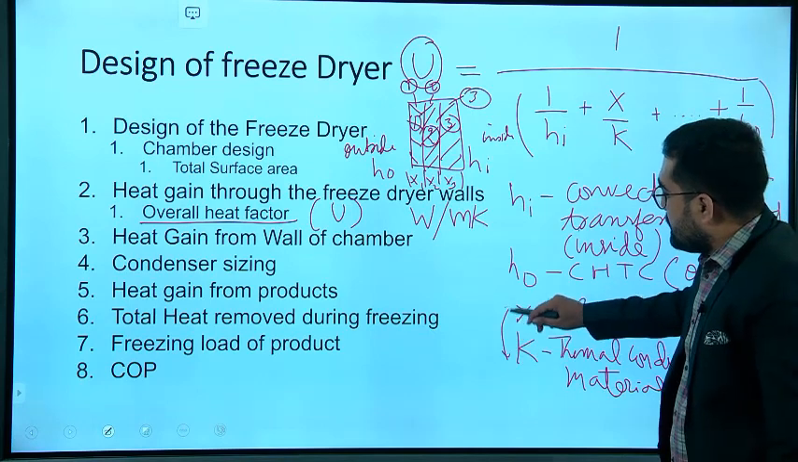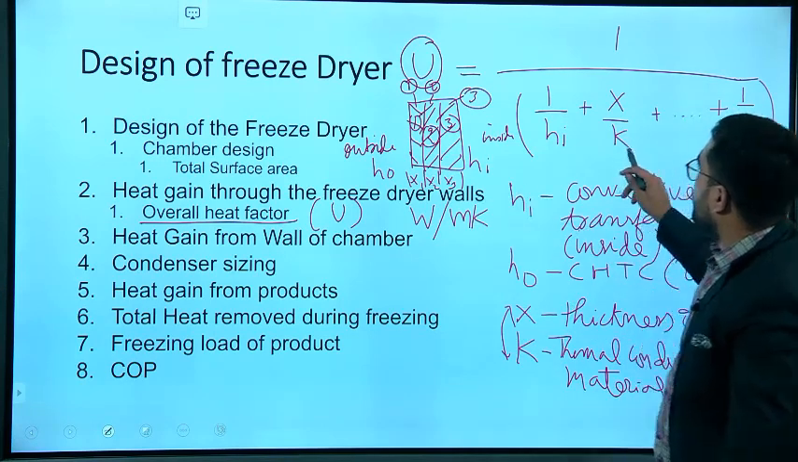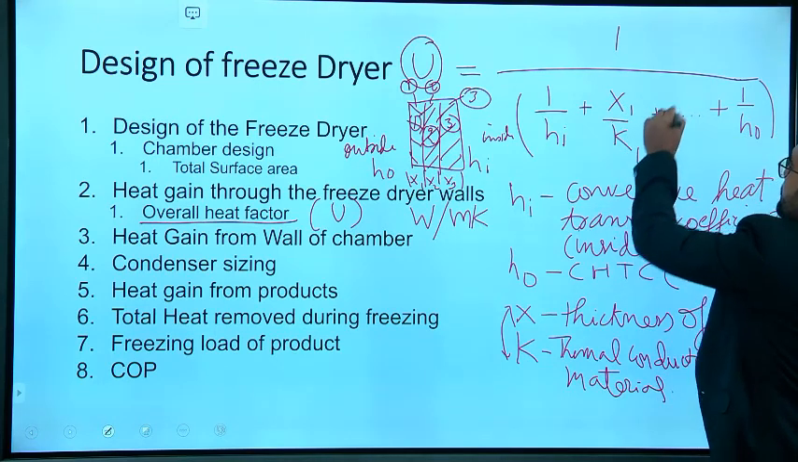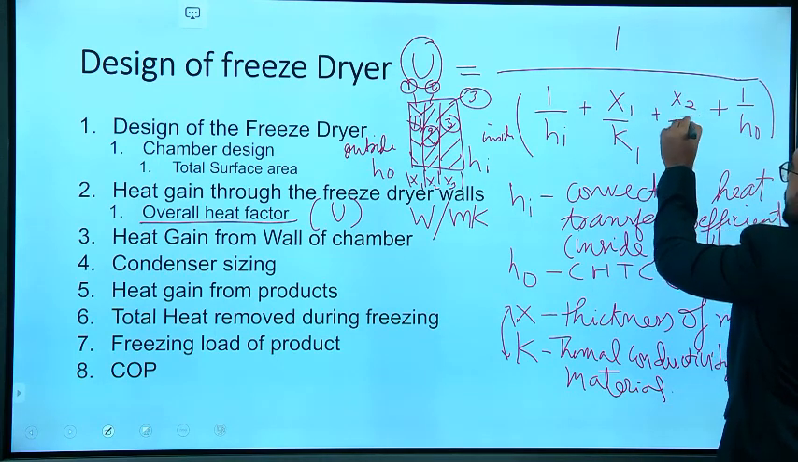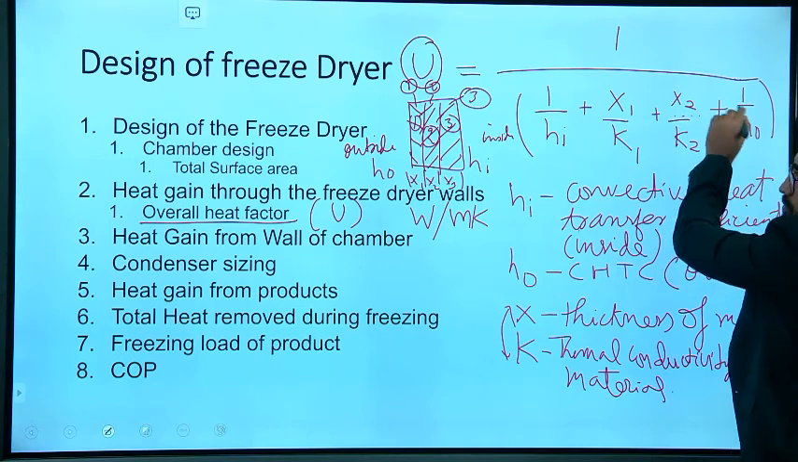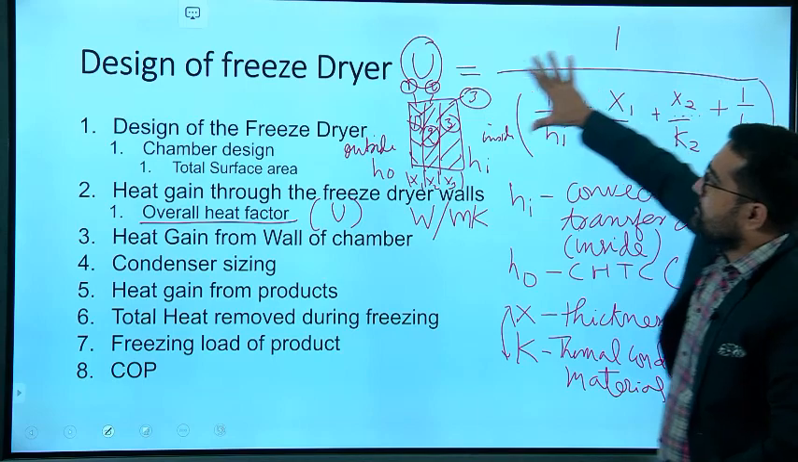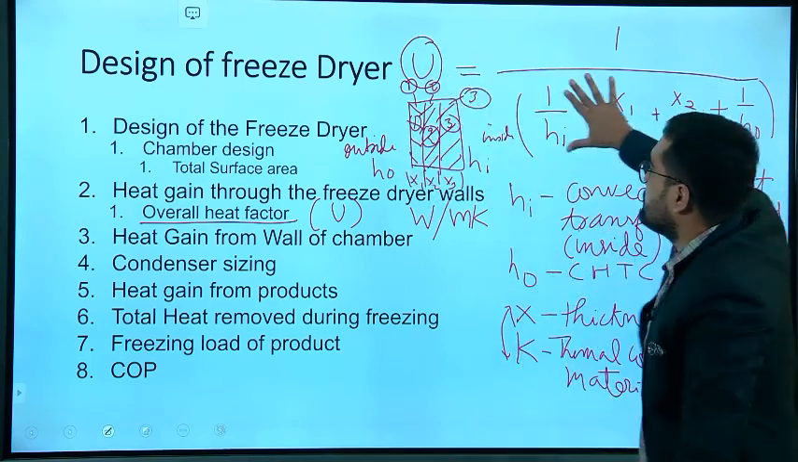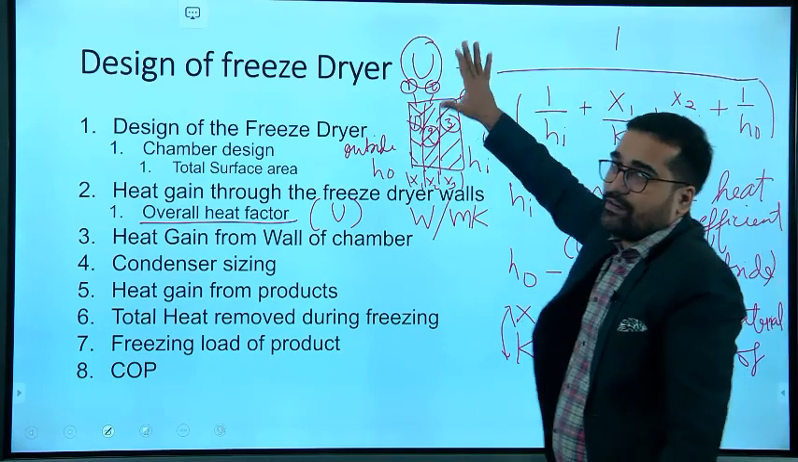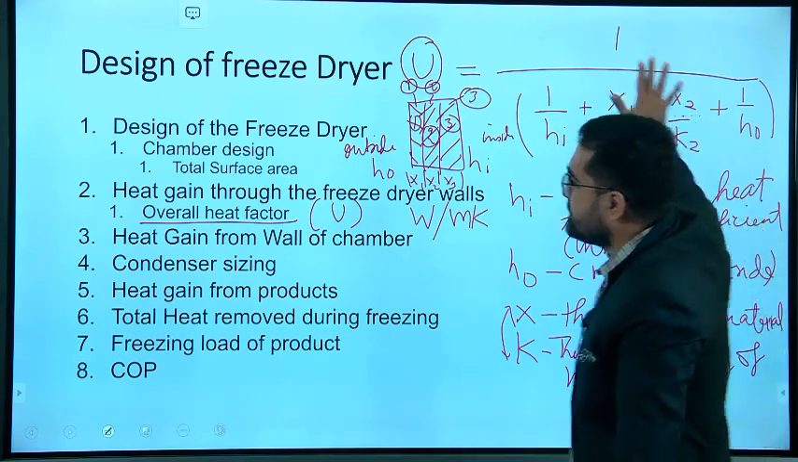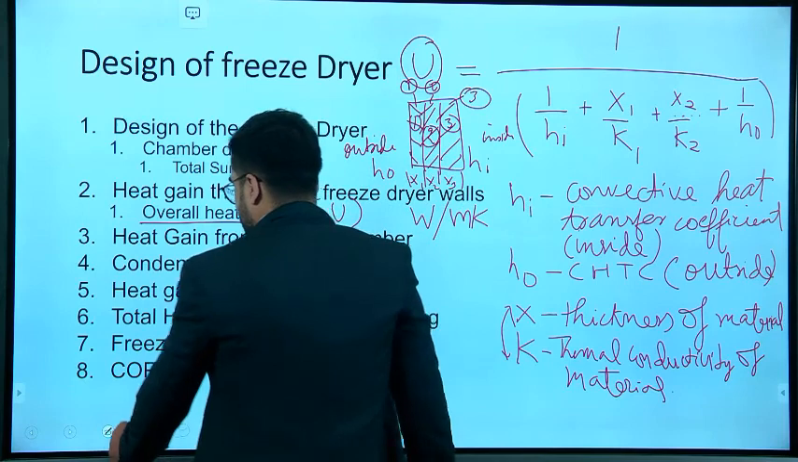This x and k can be multiple, like here I have taken only one. Suppose we are having 3x and 2x and k, this will be x1, k1, x2 and k2. That's why I kept dot dot dot. So it can be increased to n number of walls. Generally we have 2 walls in the case of our freeze dryer, but it can be increased up to n number of walls.